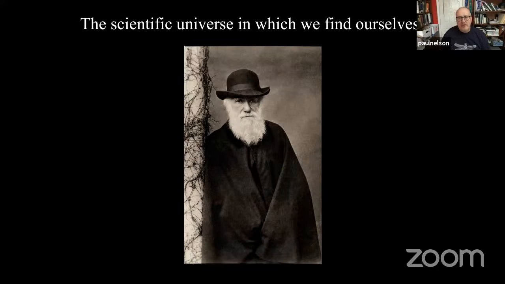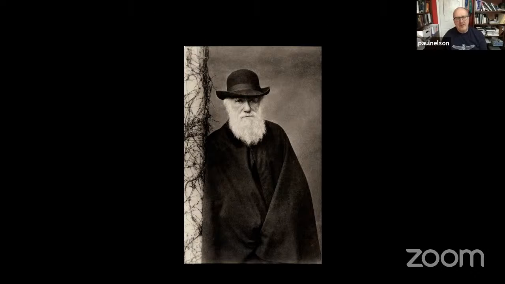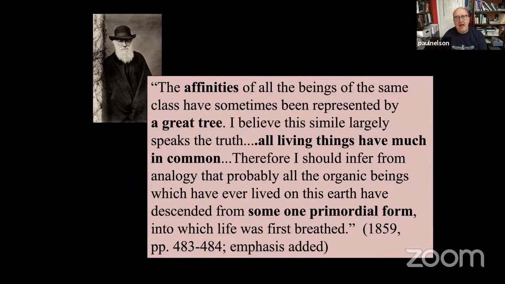So the scientific universe in which we find ourselves, really from the mid-19th century until today, is dominated by Darwin. In particular, the Darwinian theory, which was, I would say, novel with Darwin in 1859, namely the common descent of all life on Earth, was expressed by Darwin in The Origin, first edition, in the great summing up chapter, number 14, where he says all living things have much in common, and they can be represented by a great tree that is rooted in some one primordial form.